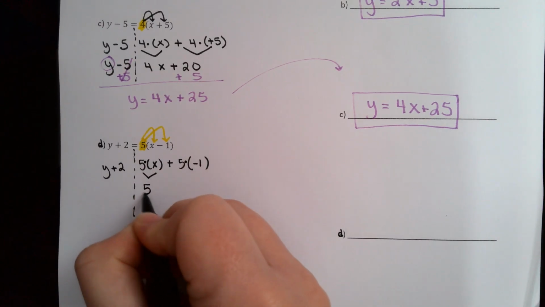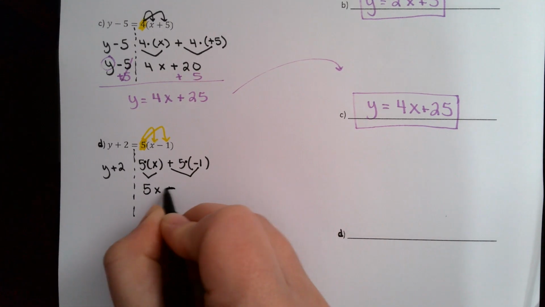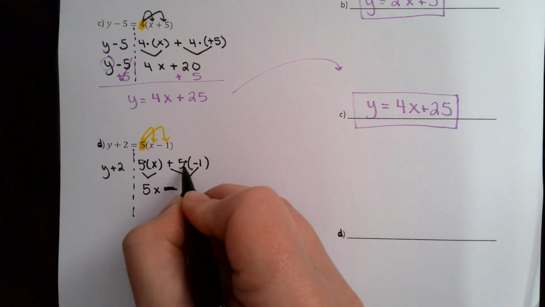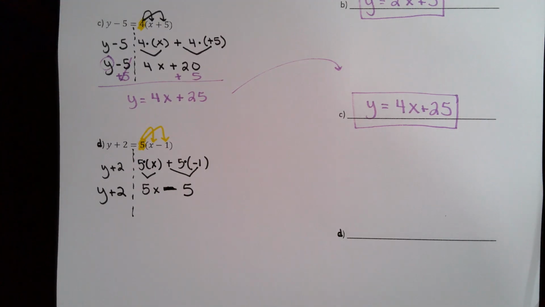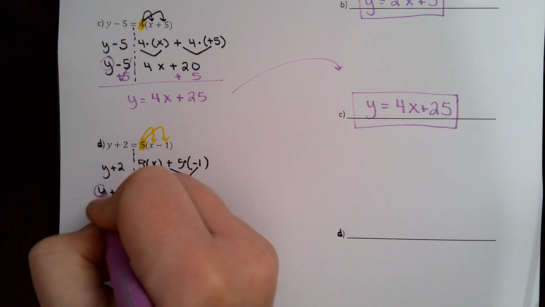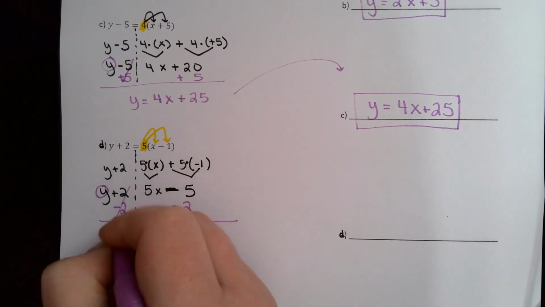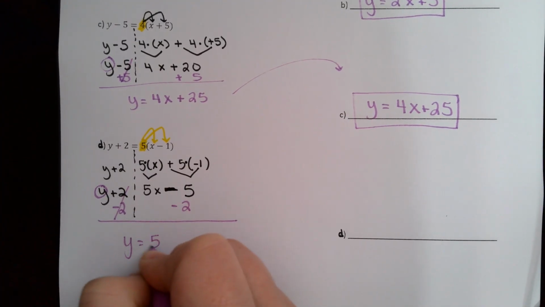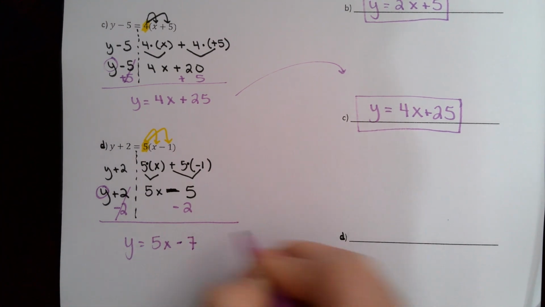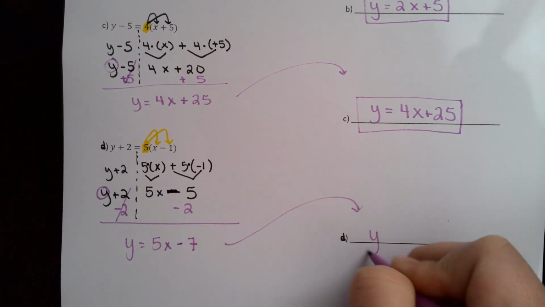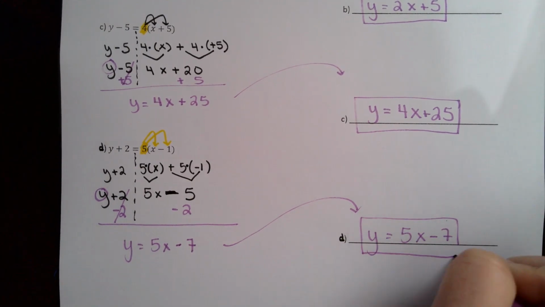5 times x is 5x. And, whoopsies, these are different. So I almost made a mistake. So this is going to be negative. 5 times 1 is 5. Circle the y. Get rid of that 2. So I'm going to subtract 2 from both sides. 5x. 5 negatives and 2 negatives give me 7 total negatives. Y is equal to 5x minus 7 is our answer.